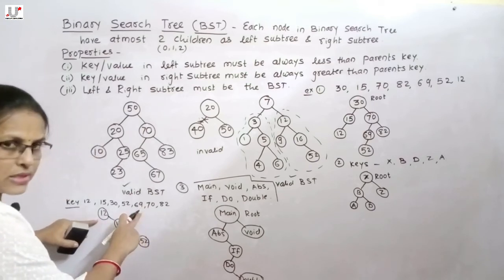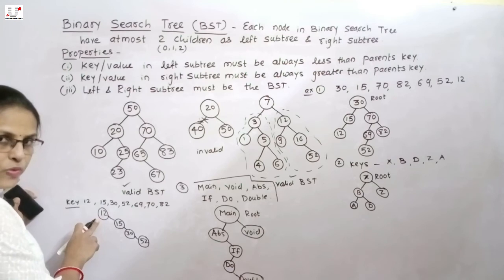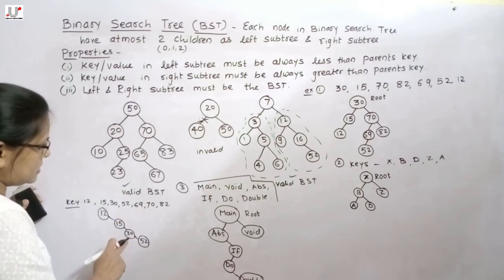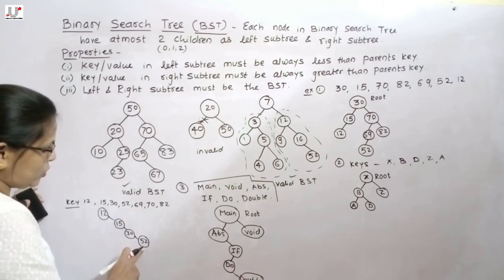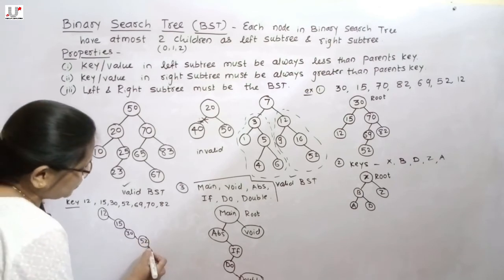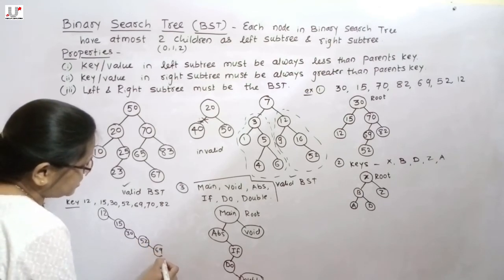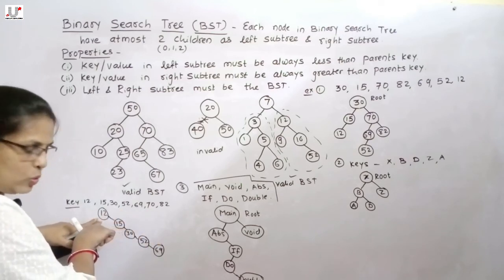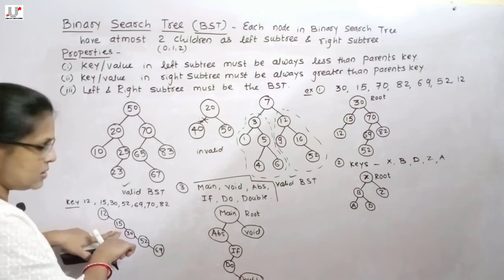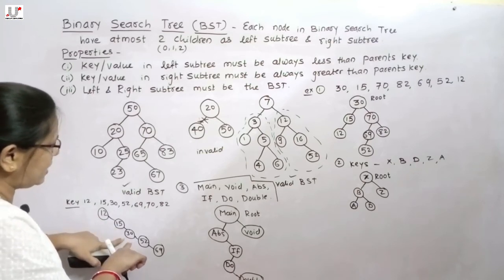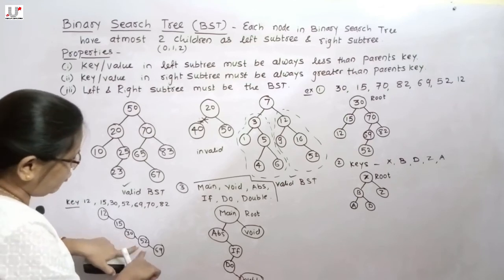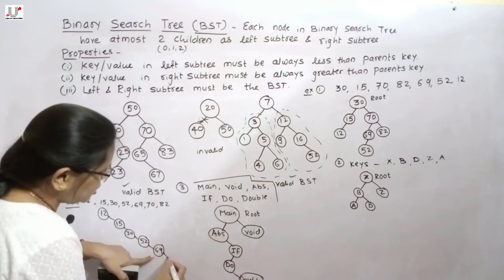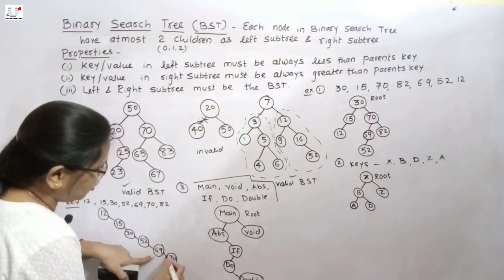Then the next key is 69. Compare that 69 with 12 first, greater, so move to right. It is greater than 15. 69 is greater than 30, then move to right. As 69 is greater than 52, 69 gets added as a right child of 52. The next is here 70. Compare that 70 with root first. It is greater, move to right. It is greater than 15, again move to right. 70 is greater than 30, again move to right. 70 is greater than 52, move to right. It is greater than 69, so 70 gets added as a right child of 69.